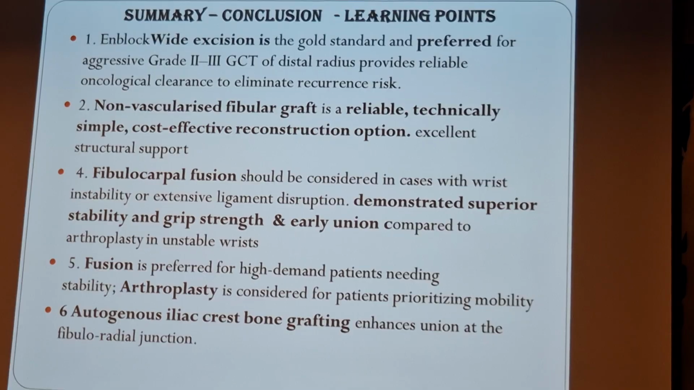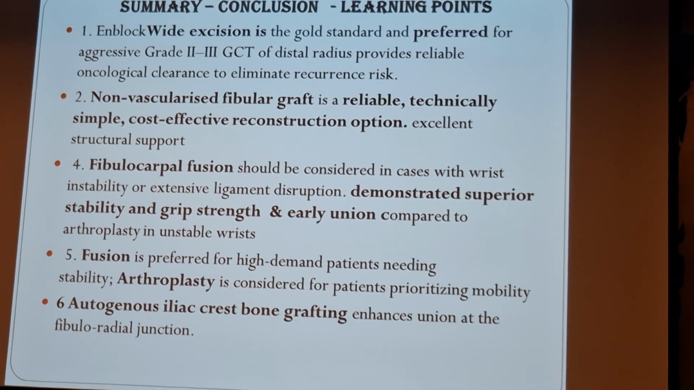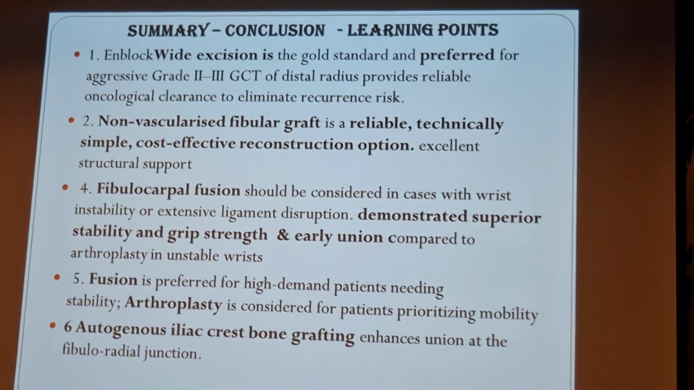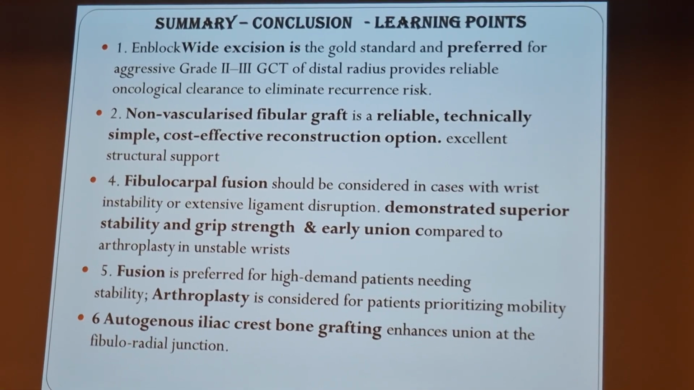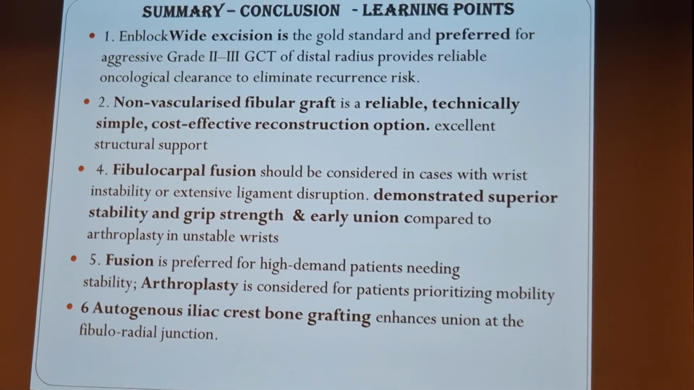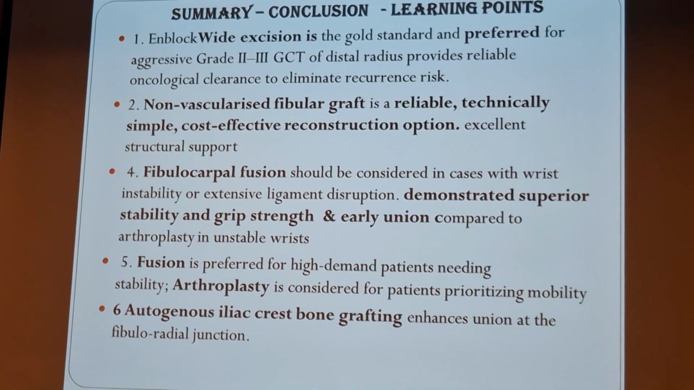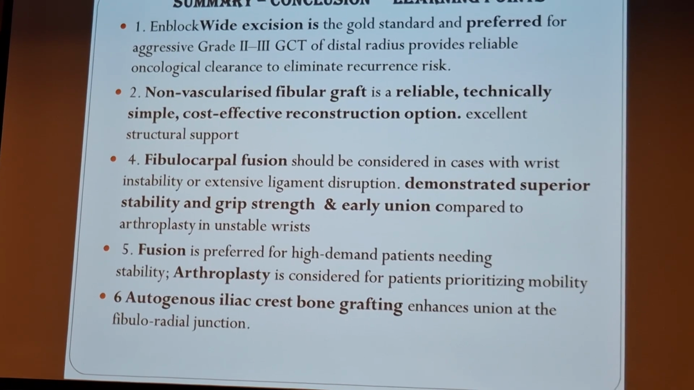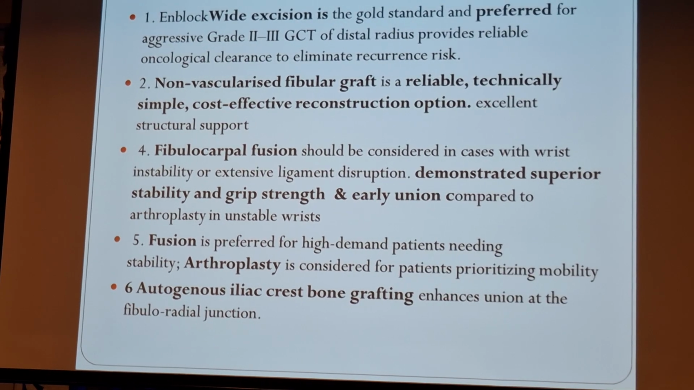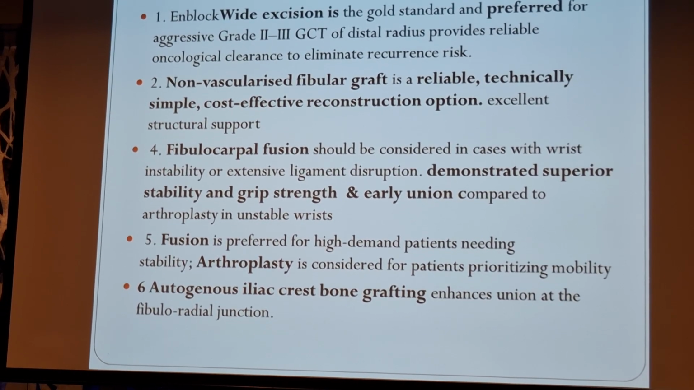Summary, conclusion, learning points. En bloc wide excision is the gold standard and preferred for aggressive GCT of the distal radius, provides reliable oncological clearance to eliminate recurrence risk. Non-vascularized fibular graft is a reliable, technically simple, cost-effective reconstruction option. Excellent structural support is provided by the fibular graft. Radiocarpal fusion should be considered in cases with instability or extreme ligamentous disruption.